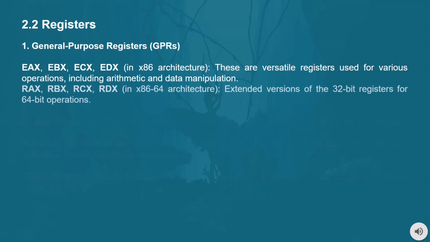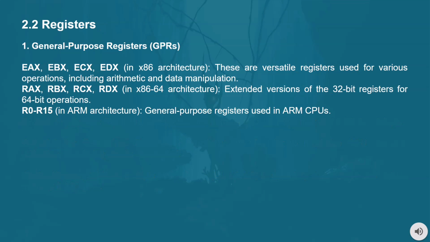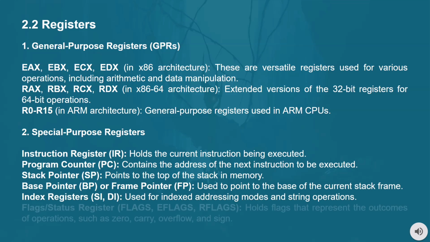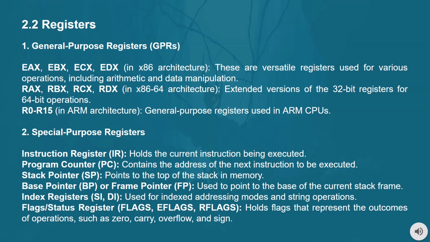CPUs use two types of registers: general-purpose registers (GPRs), like EAX, RAX, and R0-R15 for versatile operations, and special-purpose registers like instruction register, program counter, stack pointer, and flag status register for specific functions.